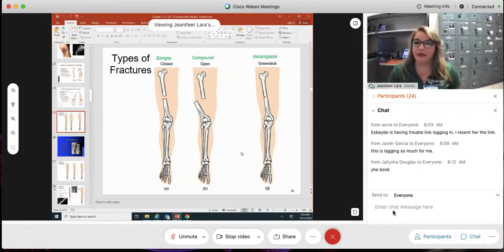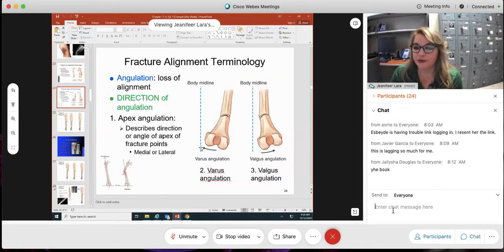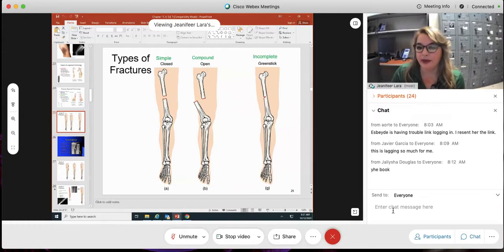Making more sense? Even though this is considered a compound fracture, we have lack of apposition, right? We have lack of apposition, and now we have what kind of alignment? Towards the midline, we have a varus angulation. So this is basically describing this entire trauma. Does that make sense? Jonathan?